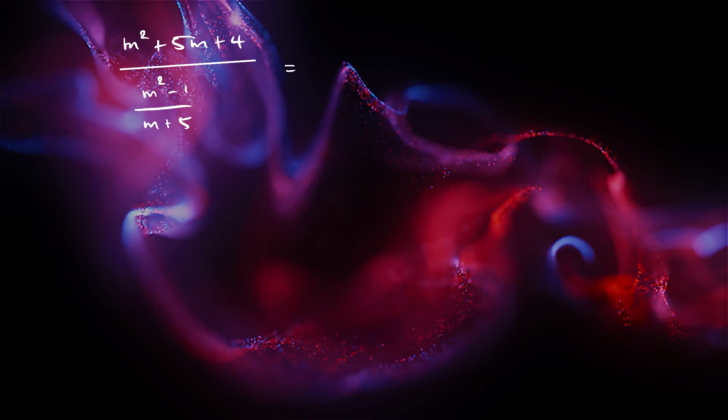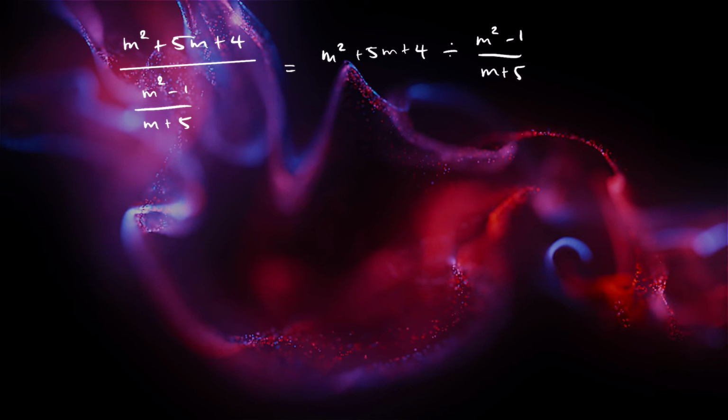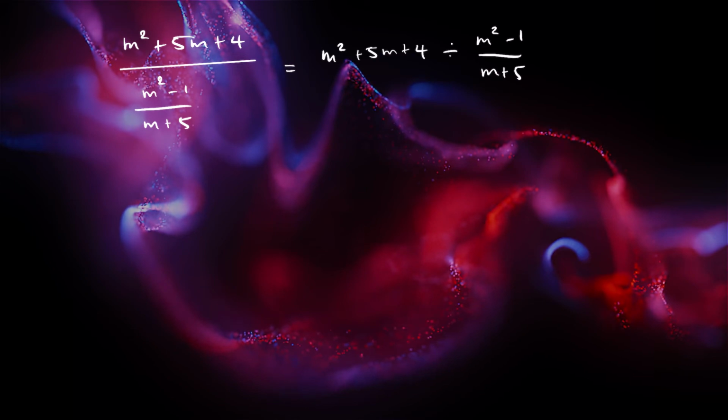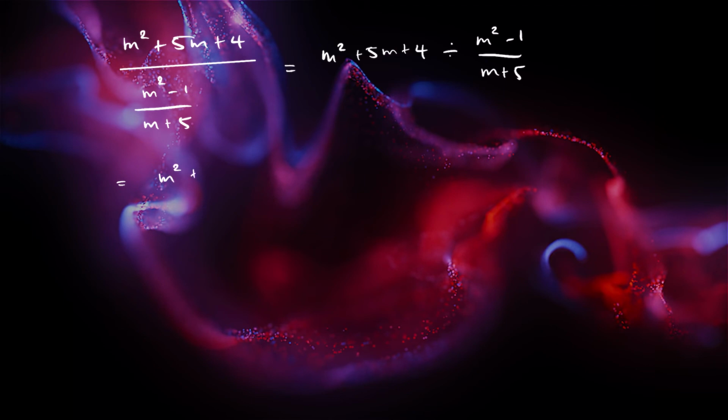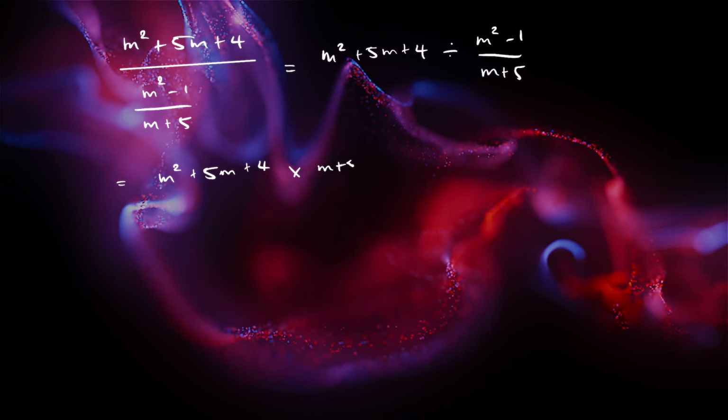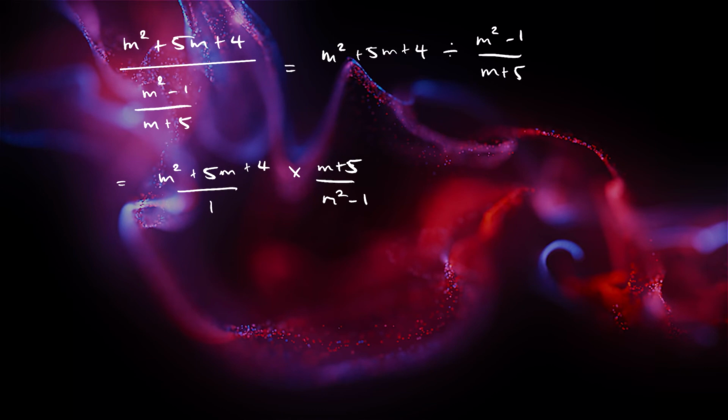Well, this is the same as m squared plus 5m plus 4. So we've got one polynomial divided by (m squared minus 1) over (m plus 5). So this is our rational expression here. We can make this a rational expression by dividing by 1. Now, if you remember how to divide fractions, we flip the second fraction and then we just multiply across. So this is the same as m squared plus 5m plus 4 multiplied by (m plus 5) over (m squared minus 1). So let's have that over 1 there.